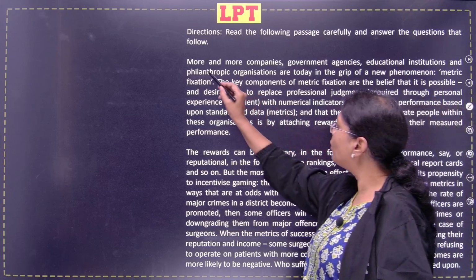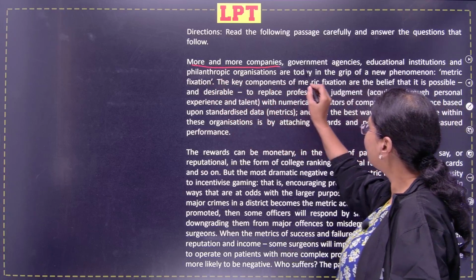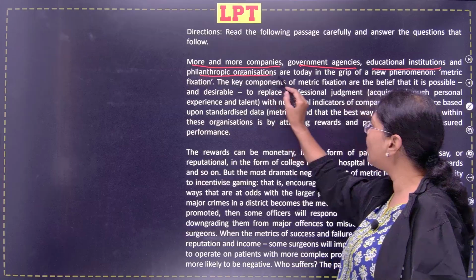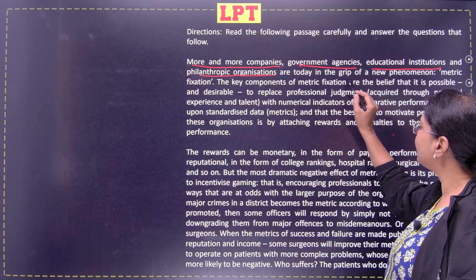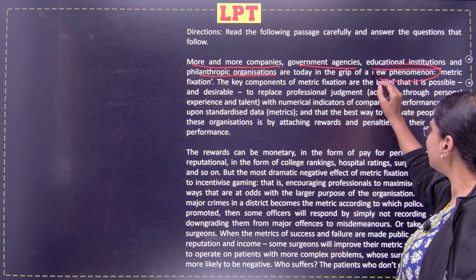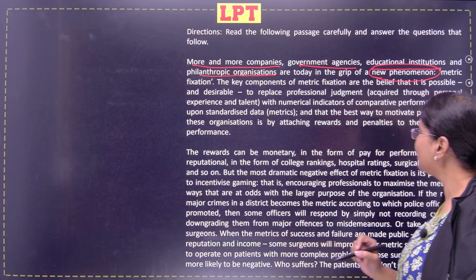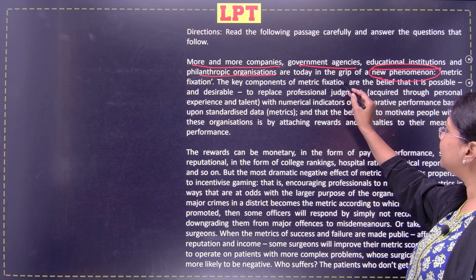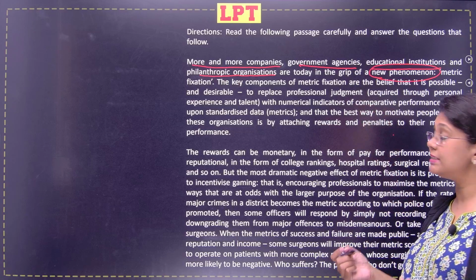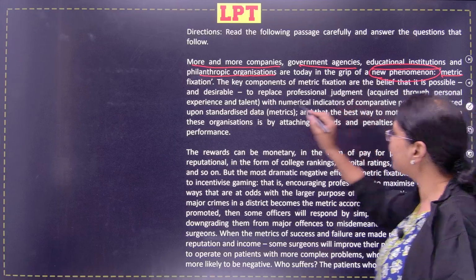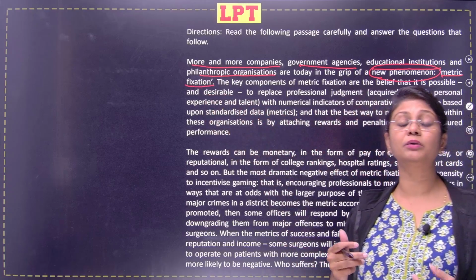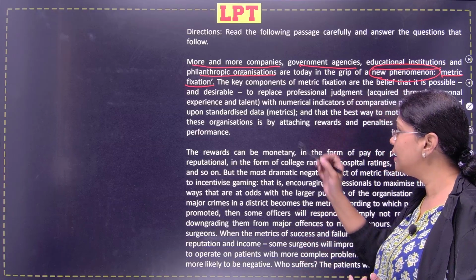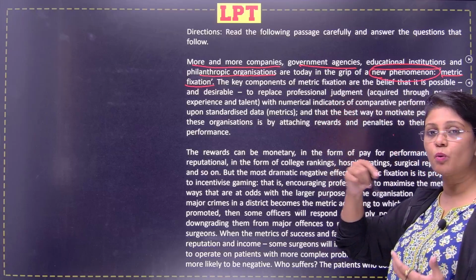Fine. So it says more and more companies, government agencies, educational institutions, and philanthropic organizations are today in the grip of a new phenomena, right? So we are talking about these companies, agencies, institutions, and organizations today in the grip of a new phenomena. What exactly is that phenomena? It says metric fixation. So we are talking about a new phenomena in these companies, organizations, and institutions. Metric fixation is what we are discussing here.